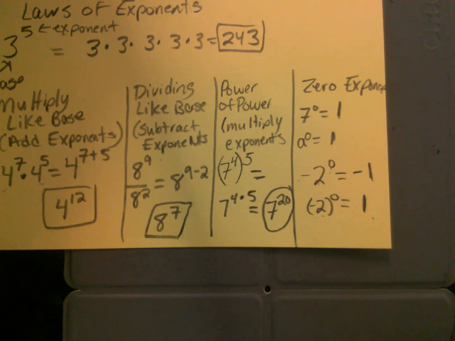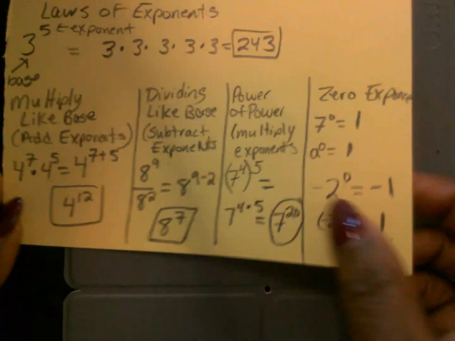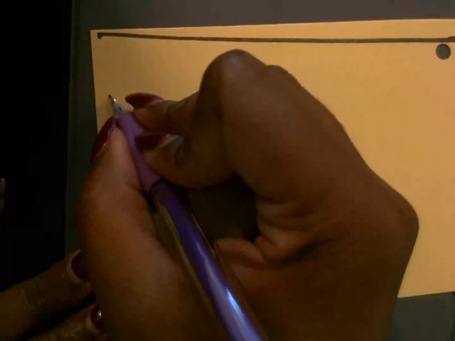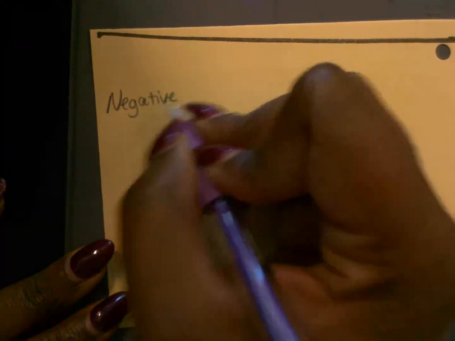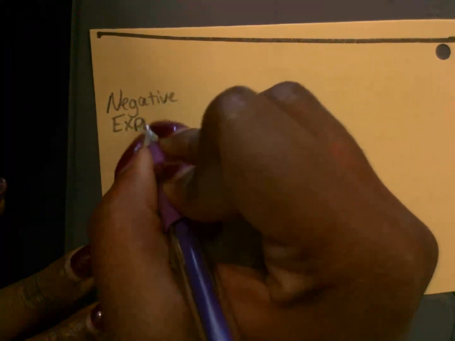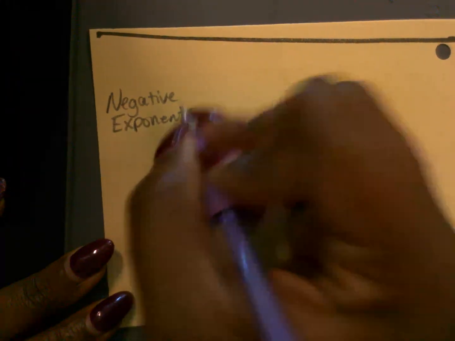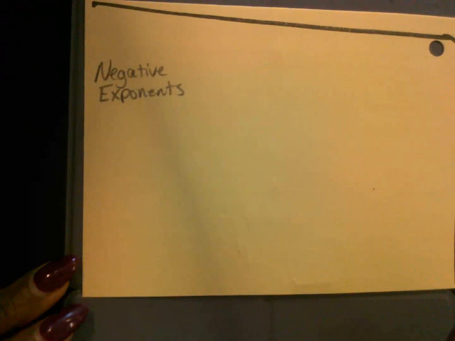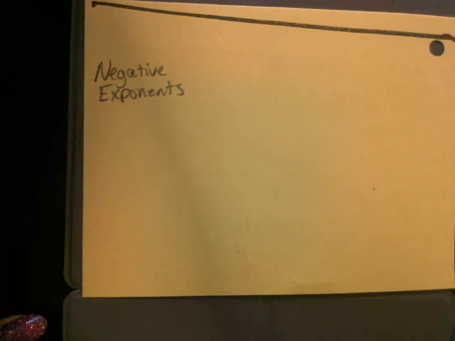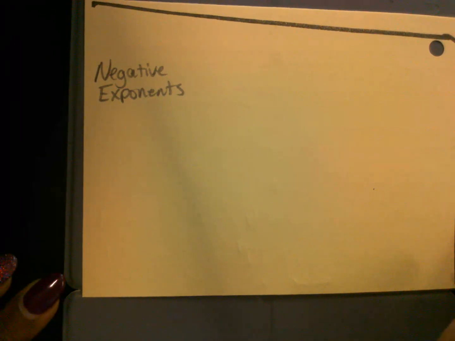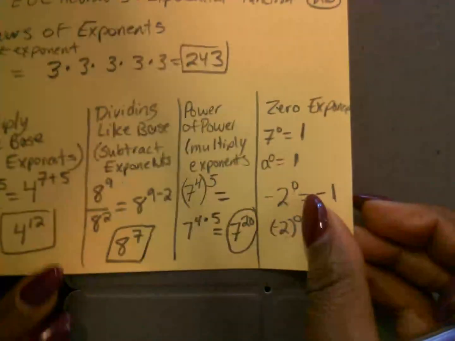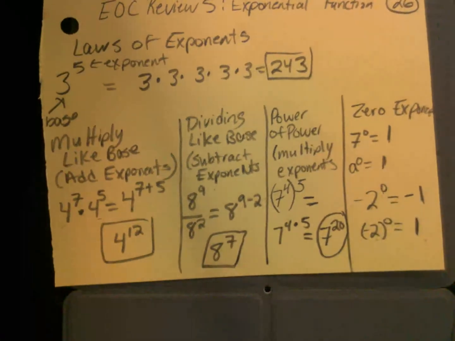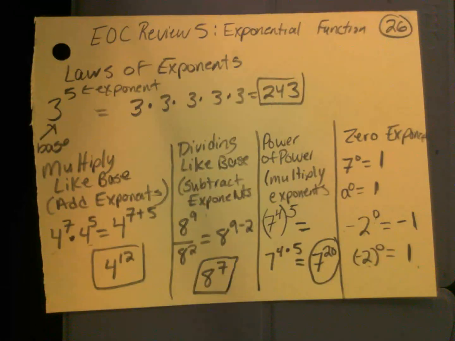Turn over on the back so we can do negative exponents. When you have yes, baby. Say again, I'm sorry. I couldn't hear you. Oh, okay. Let me know when you finish, babe. I'll pause. All right, here we go.